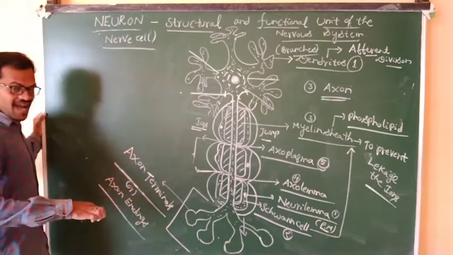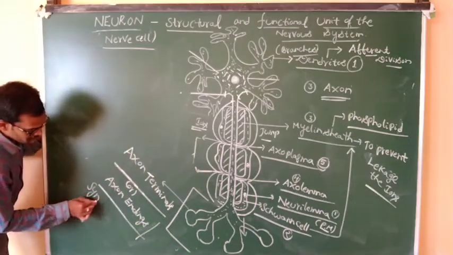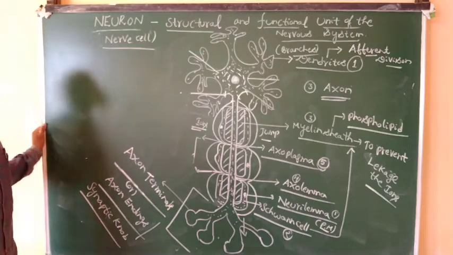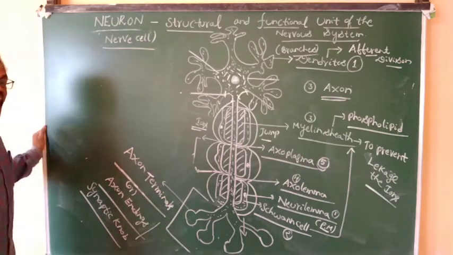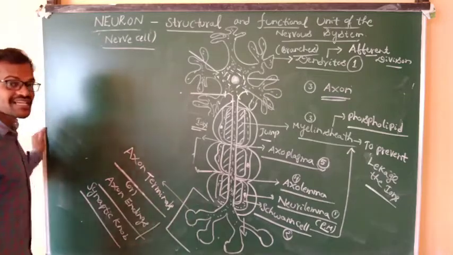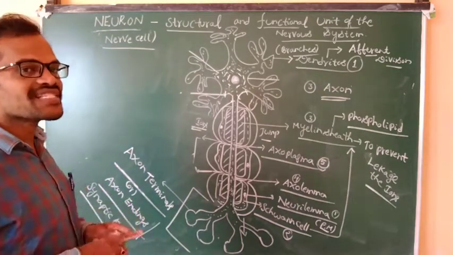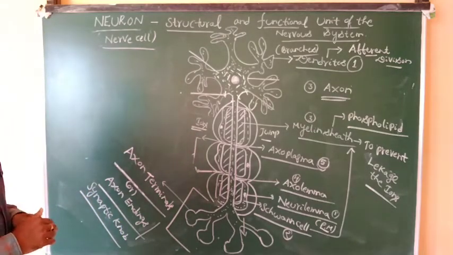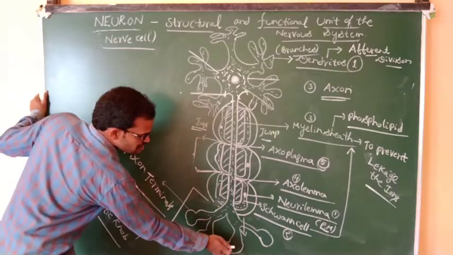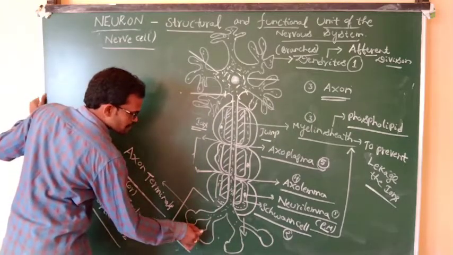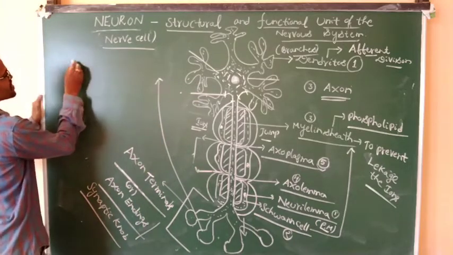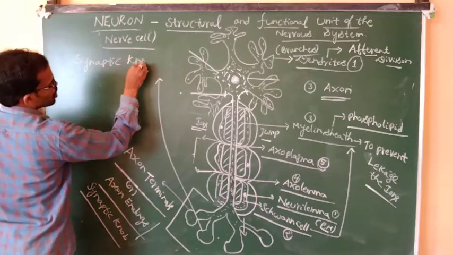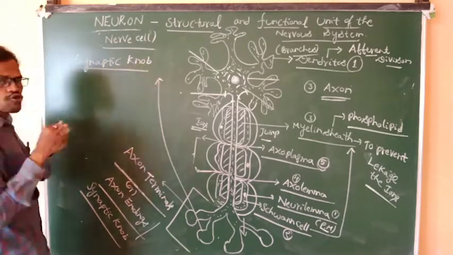These axon endings are also known as synaptic knobs. The synaptic knobs are also known as axon terminals. These are located at the end of the axon. Axon terminals are nothing but synaptic knobs. They look like small knob-like structures.